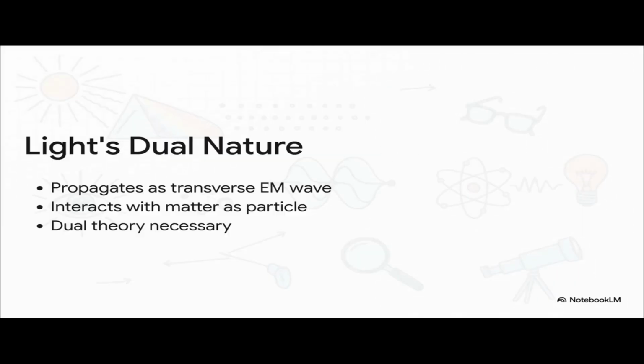So, what is the ultimate takeaway from all of this? Well, light has a dual nature. It propagates through the vacuum of space as a transverse electromagnetic wave, proving Huygens and Maxwell largely right. But the very moment it actually interacts with matter, like hitting your camera sensor or the retina in your eye, it interacts as a particle, a discrete photon, proving Newton and Einstein right. Both theories are absolutely necessary to describe reality.